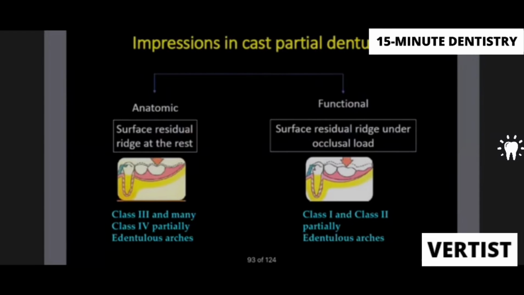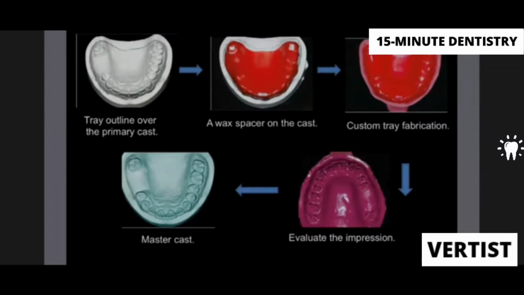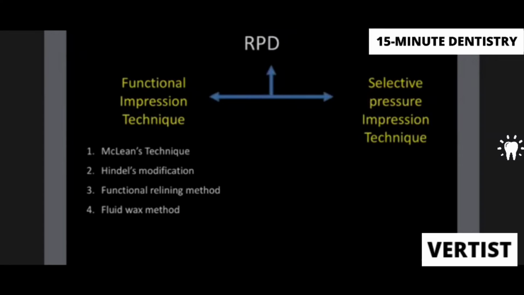Divide impressions into two categories, anatomic impressions and functional impressions. When you're recording the impressions under a functional occlusal load, that's what is known as a functional impression. Anatomic impressions: you can make an alginate impression, you can make an elastomeric impression, you evaluate the impression, and you pour a master cast. That's typically an anatomic impression. But what's a functional impression?